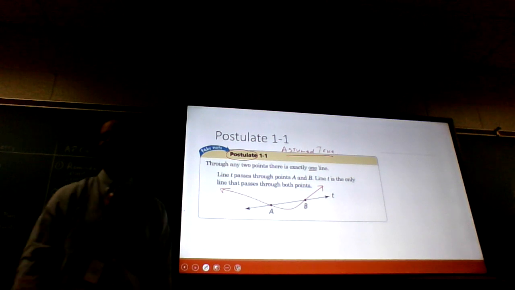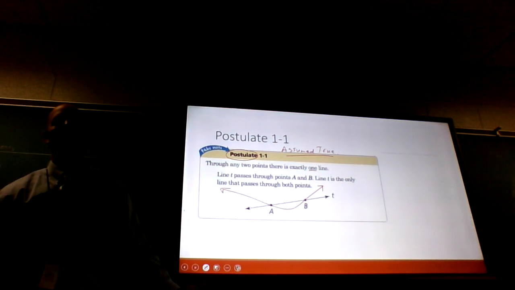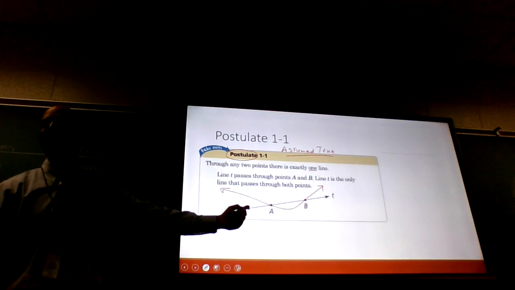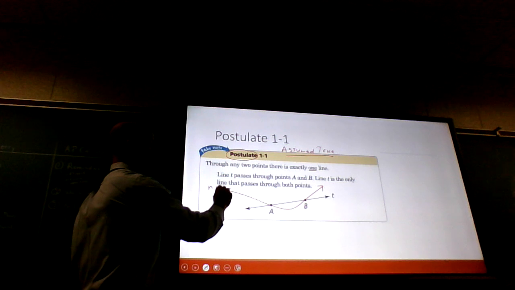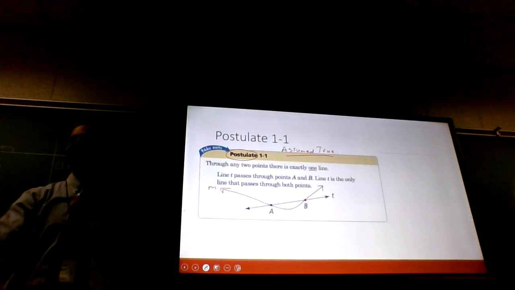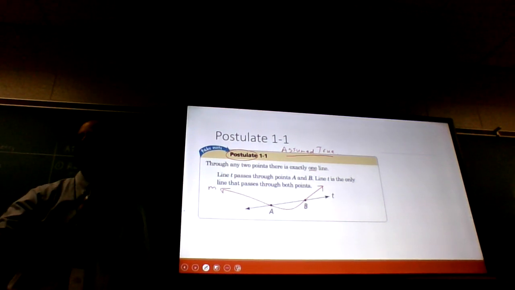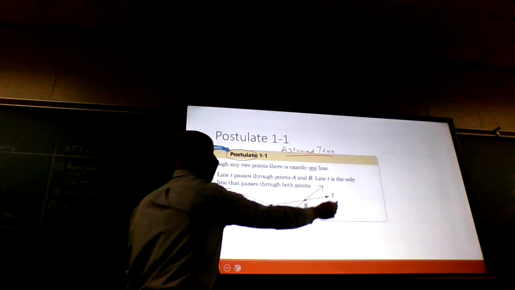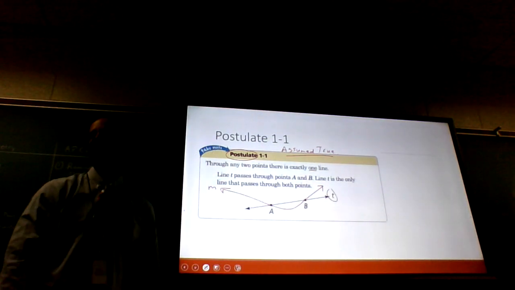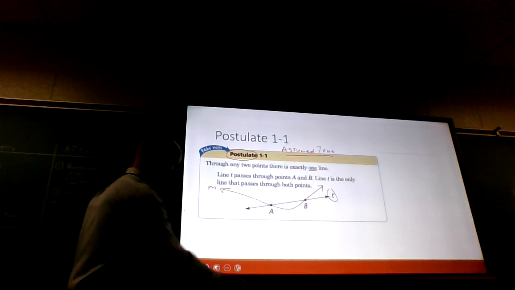You see that red thing? By the way, you guys all know that's not a line, right? This postulate is very important because it basically says you can't have this. You can't say that line M exists. There's some other line that goes through A. No. What's the only line that goes through points A and B? Line T. That's the only one. It's unique. It's the only one.